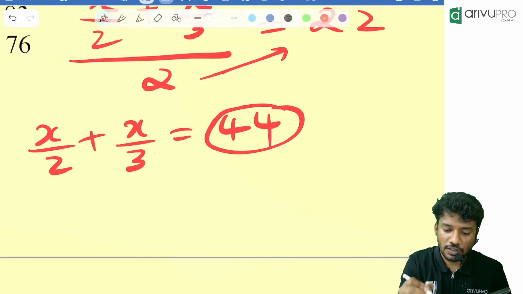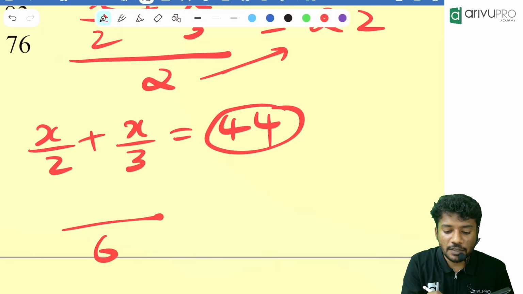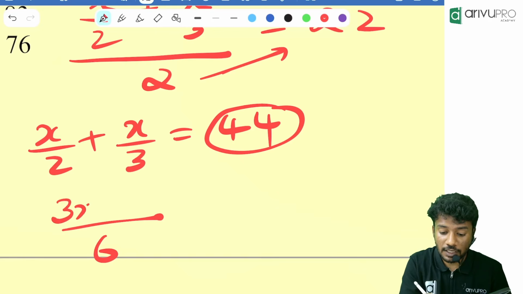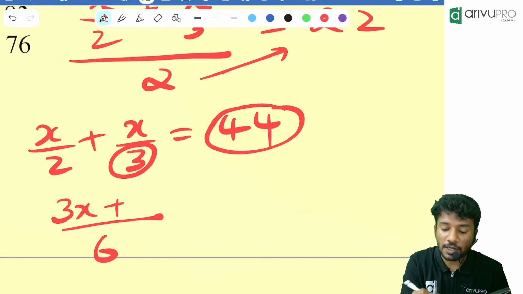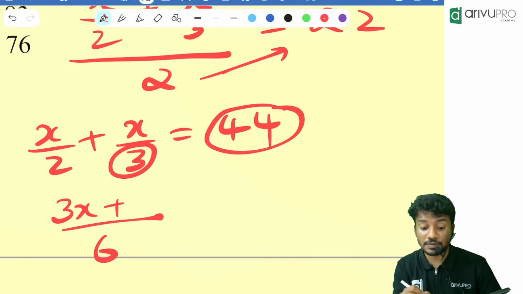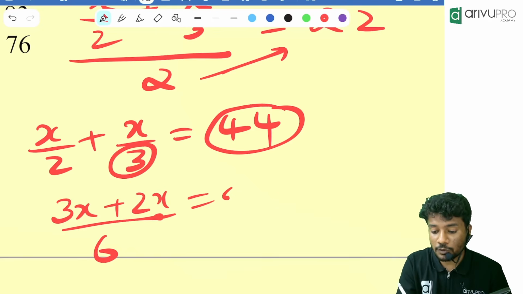What is the LCM of 2 and 3? 6. So how many times should you multiply 2 to get 6? 3 times. That means it will become 3x. Plus, how many times should you multiply 3 to get 6? 2 times. That will become 2x, which is equal to 44.